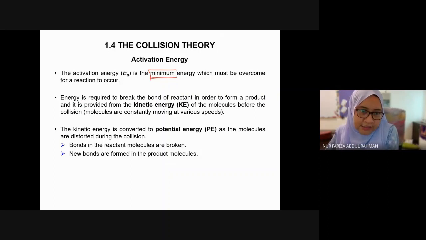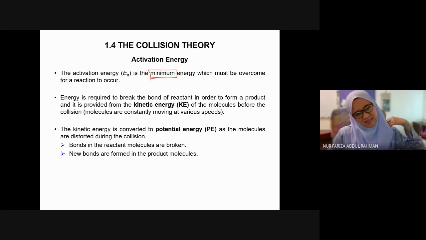Right, so like I said, energy is required to break the bond of the reactant in order to form a product, and it is provided from the kinetic energy of the molecules before the collision. Molecules are constantly moving at various speeds. That energy is used to break and form the bond, and it is provided from the kinetic energy of the molecule itself before the collision takes place. The kinetic energy is converted to potential energy as the molecules are distorted during the collision.